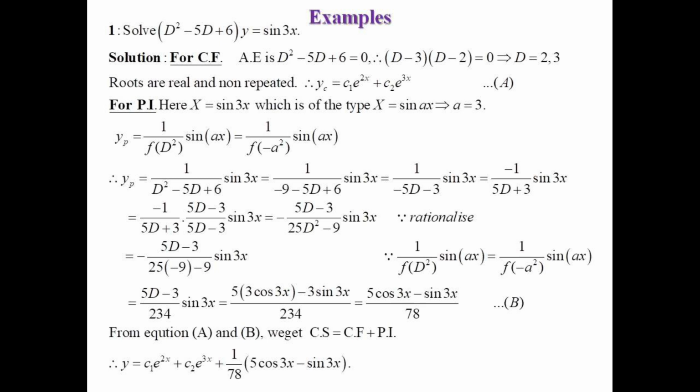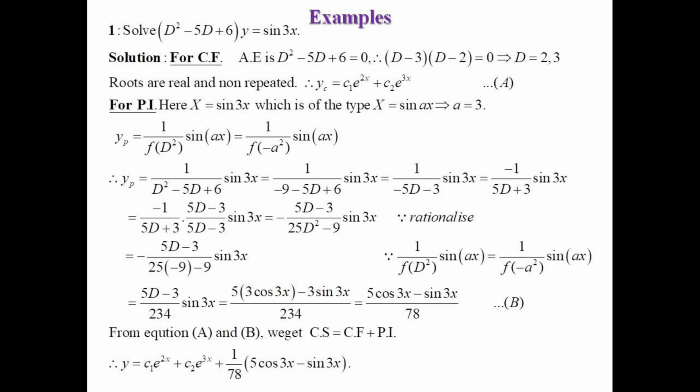According to the type 2 formula for finding the particular integral, the particular integral is 1 upon f of D square, sine of ax, equal to replacing D square by minus a square in f, into sine of ax. If we apply this formula, then we get f of D as D square minus 5D plus 6, into sine of 3x. It is always possible for us only to replace D square by minus a square. So if we replace D square with minus a square, we get 3 square, which is 9, with a minus sign, so minus 9 minus 5D plus 6, into sine of 3x.